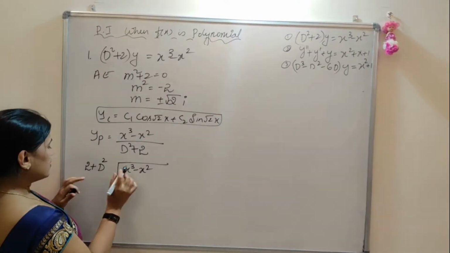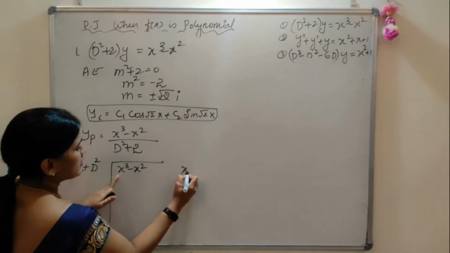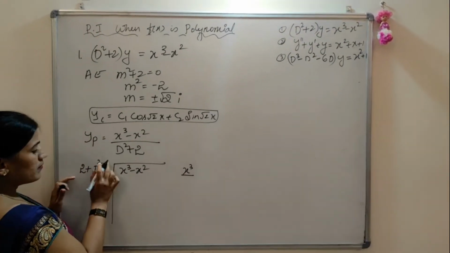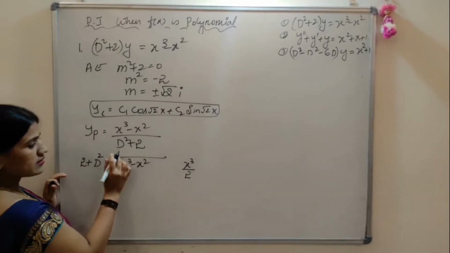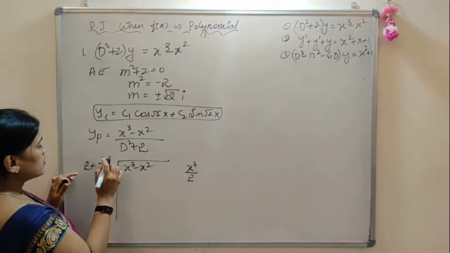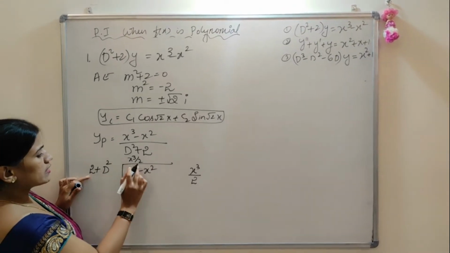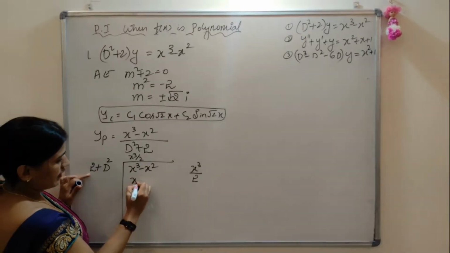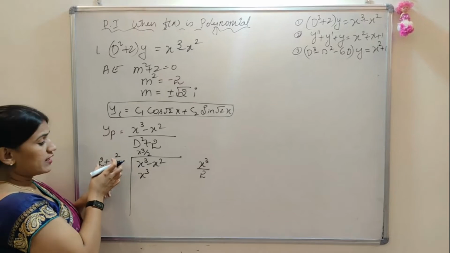Now see, while dividing you should always take the first dividend term, x cube, by the first term of the divisor. So x cube by 2 is the first quotient term. Now 2 into x cube by 2 means x cube only. After that we have to multiply the rest of the divisor terms.